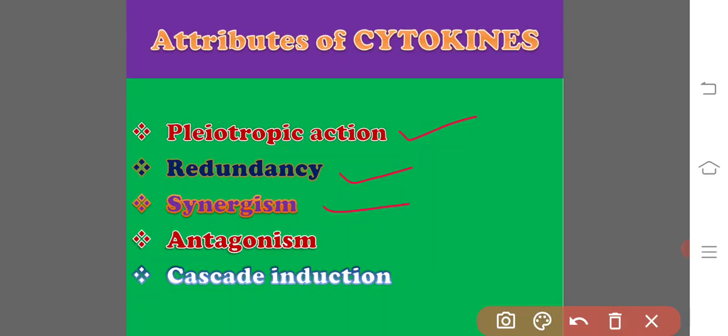Whereas synergism is when the combined effect of 2 cytokines on cellular activity is greater than the additive effects of the individual cytokines. Antagonism is when the effects of one cytokine inhibit or offset the effects of another cytokine. And finally, cascade induction: the action of one cytokine on a target cell induces that cell to produce one or more other cytokines, which in turn may induce other target cells to produce other cytokines. There is a serial activation or serial induction that takes place.